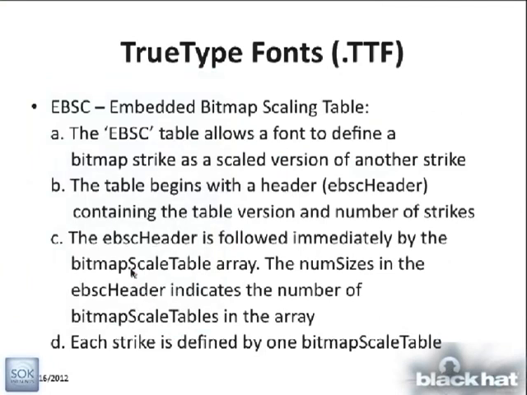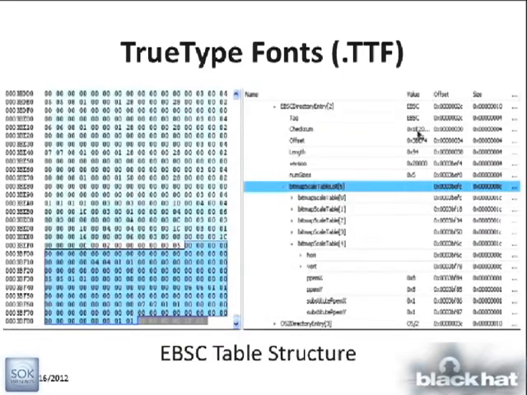And next is the EBSC table. It allows a font to define bitmap strikes. No different from the previous tables, a version is defined, but the number of strikes is also added to the header. It is followed by bitmap scale tables, and each strike is defined by one bitmap scale table. This is an example of the EBSC table structure.